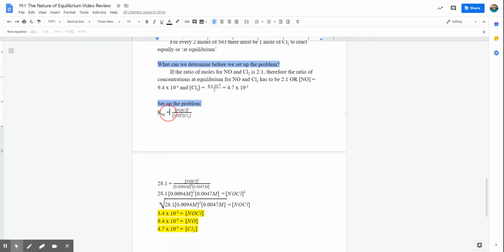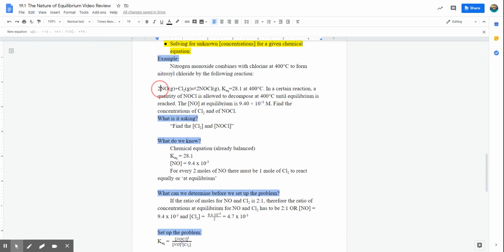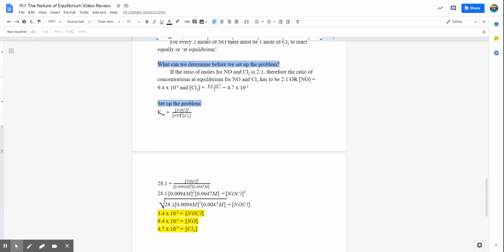So the equilibrium constant equals, remember, just the way you set it up, you have your products on top and the reactants on the bottom, and you have the coefficients as exponents. So I need to go back to my equation up here. I have a 2 in front of nitrogen monoxide and a 2 in front of nitrosyl chloride. So I write it just like this, the concentration of nitrosyl chloride squared divided by the concentration of nitrogen monoxide squared multiplied by the concentration of chlorine. So then I just plug in my numbers.